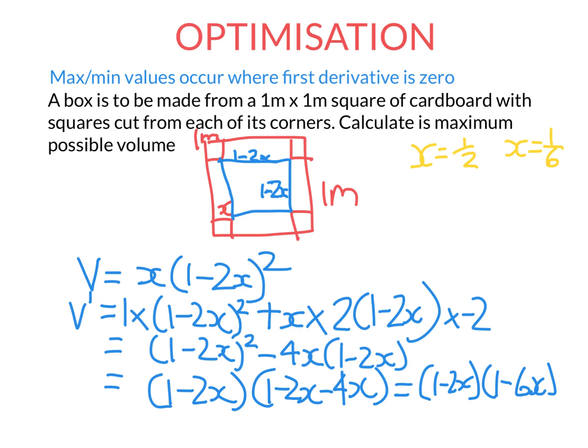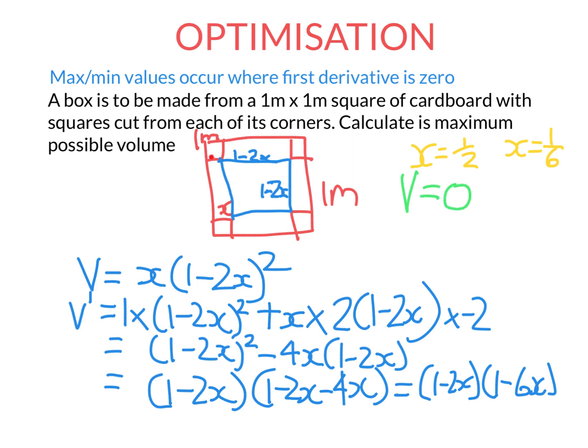So let's substitute each of these into the original function. Now it turns out if x equals a half, this will mean v equals a half times 0. This will actually yield a box whose volume is 0.